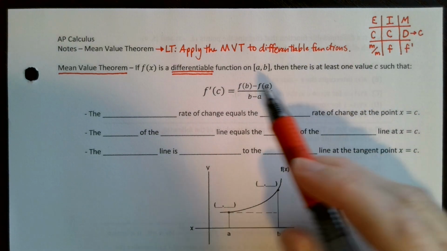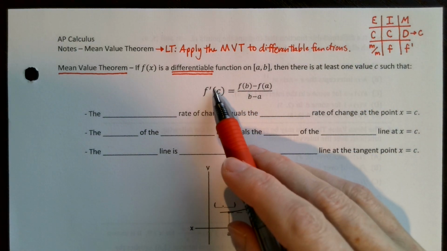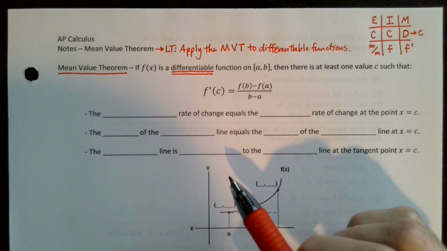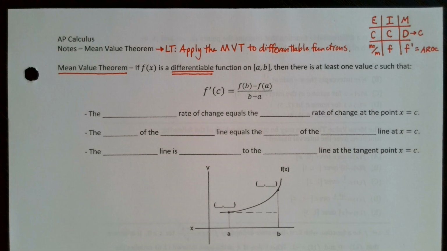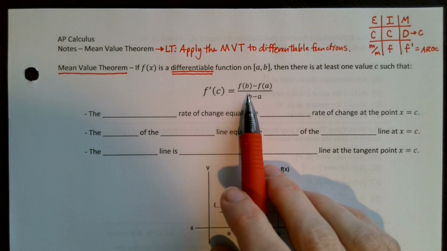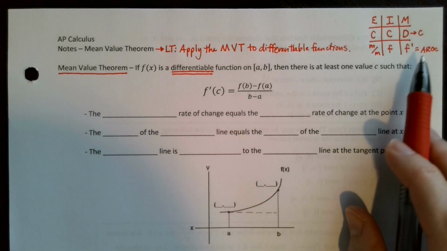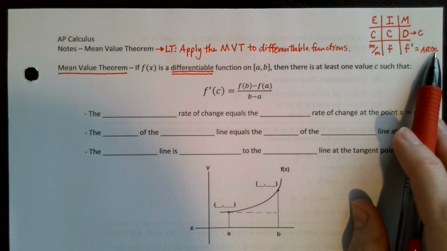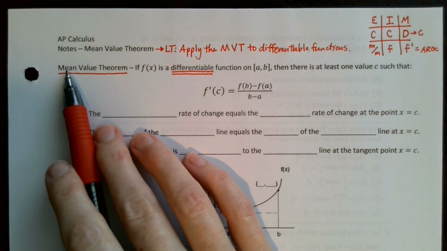If you looked ahead to this formula, you do see that we have f prime defined as the average rate of change. It is the only one of the three theorems that does have a formula attached to it. So you want to think about f prime being equal to the average rate of change, which is why it's called the mean value theorem, because mean is another word for average, I'm sure you remember.